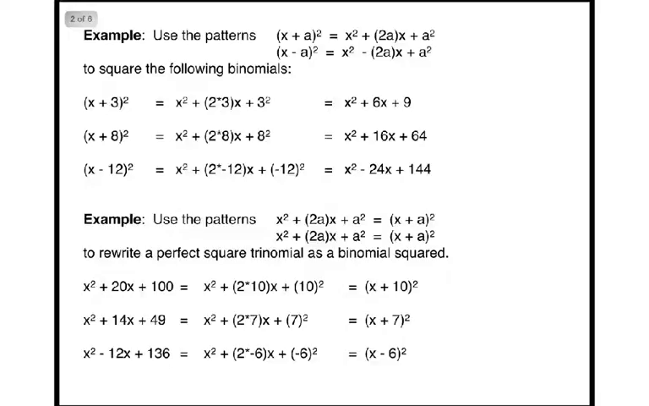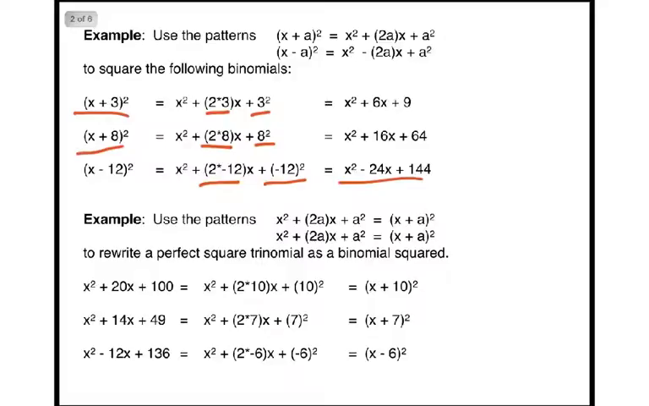Use the patterns to square the following binomials. For instance, x plus 3 squared. I can use the pattern to say it's x squared plus double a, or double 3, plus a squared, which is 3 squared. So it's really x squared plus double 3x plus 3 squared, which is x squared plus 6x plus 9. Let's try x plus 8 squared. It will be x squared plus double 8x plus 8 squared, which is x squared plus 16x plus 64. Here's another one. X minus 12 squared is x squared plus double negative 12x plus negative 12 squared, which simplifies to x squared minus 24x plus 144.